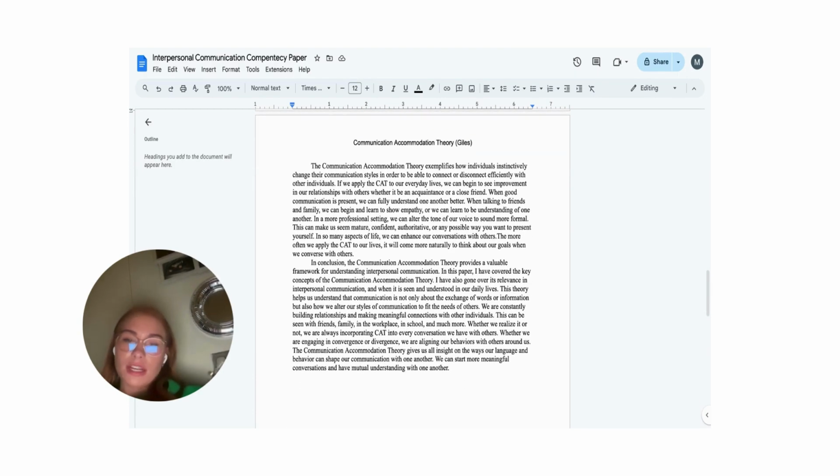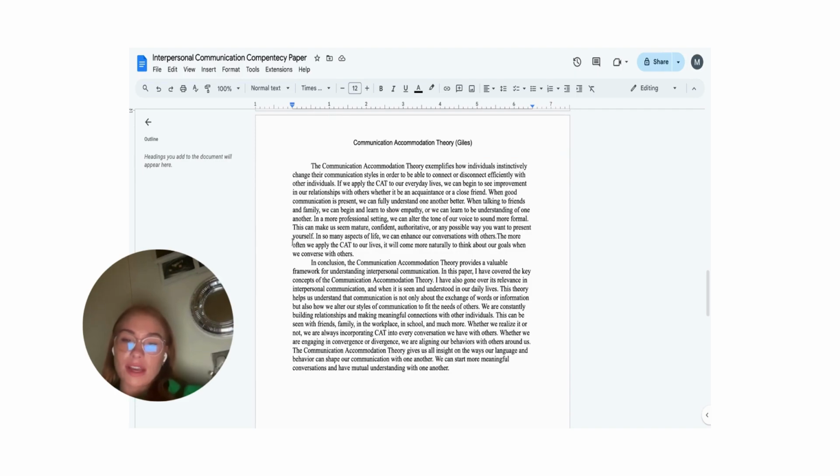The communication accommodation theory exemplifies how individuals instinctively change their communication styles in order to be able to connect or disconnect efficiently with other individuals. If we apply the CAT to our everyday lives, we can begin to see improvement in our relationships with others, whether it be an acquaintance or a close friend. When good communication is present, we can fully understand one another better. When talking to friends and family, we can begin and learn to show empathy, or we can learn to be understanding of one another. In a more professional setting, we can alter the tone of our voice to sound more formal. This can make us seem more mature, confident, authoritative, or any possible way you present yourself.